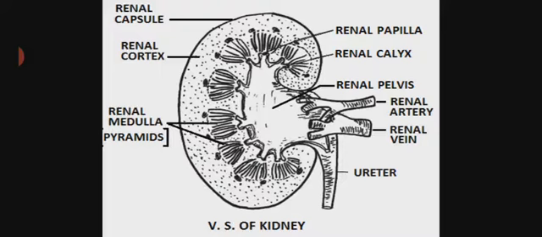This is a diagrammatic view of the vertical section of the kidney. As I told you already, there is an outermost covering for the kidney called the renal capsule, and the renal capsule encloses some fibrous tissue, which I already explained in one of the previous slides. The tissue of the kidney is divided into two divisions, renal cortex and renal medulla.